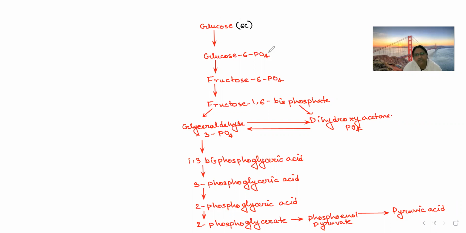First of all, let me write down the carbon number of each and every molecule. So up to this, the compounds are having carbon numbers 6 and 6. This glyceraldehyde 3-phosphate, as I mentioned, they are called triose phosphate. So their carbon number is 3 and 3. Understood? And henceforth, all are having carbon number 3.